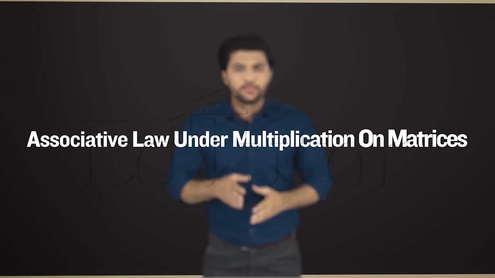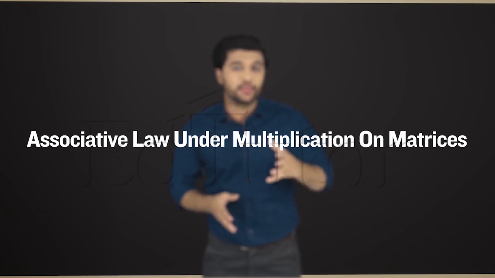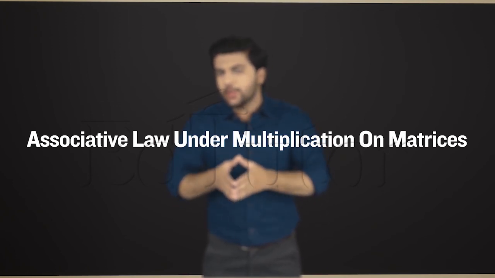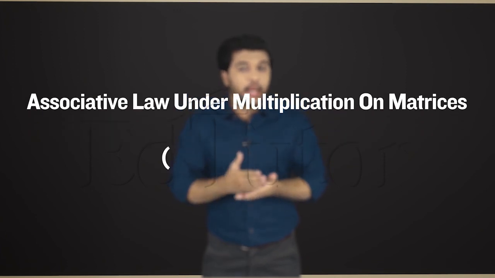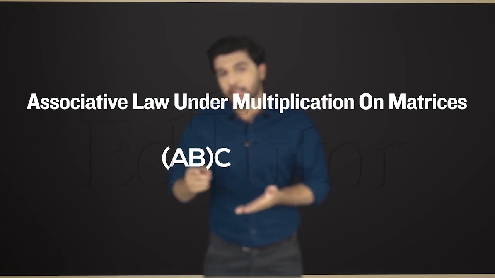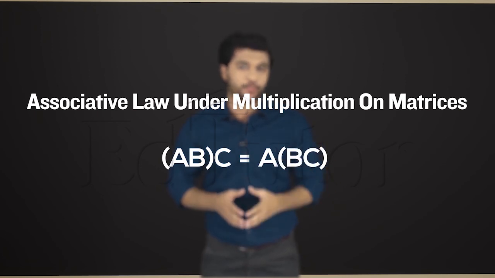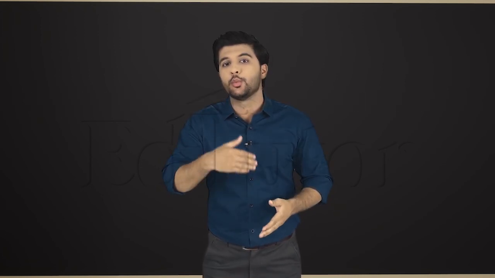To recap, we discussed the associative law under multiplication on matrices. In simpler words, it says A into B times C equals A times B into C. That the order in which you multiply three matrices does not affect your final matrix.